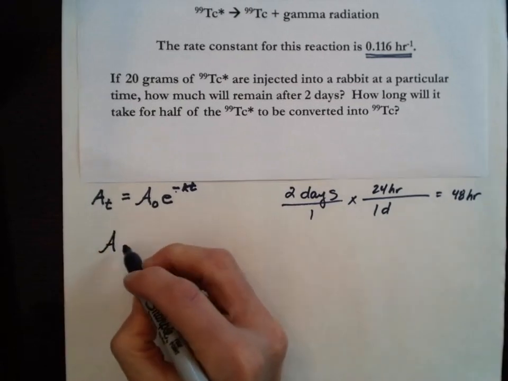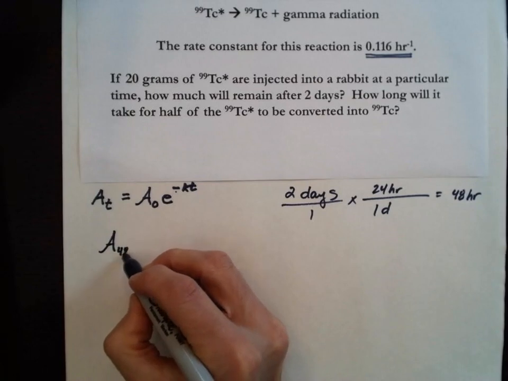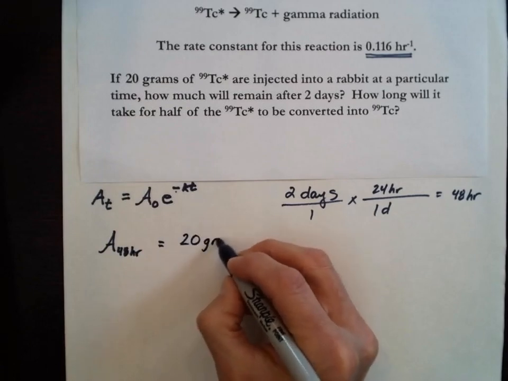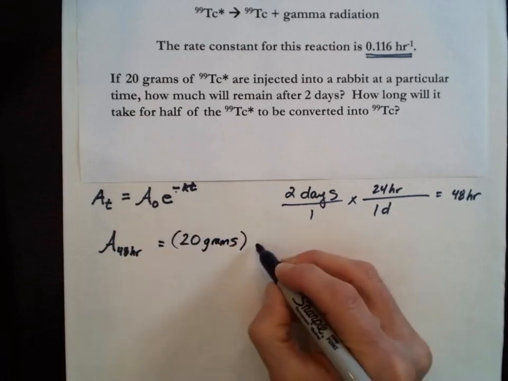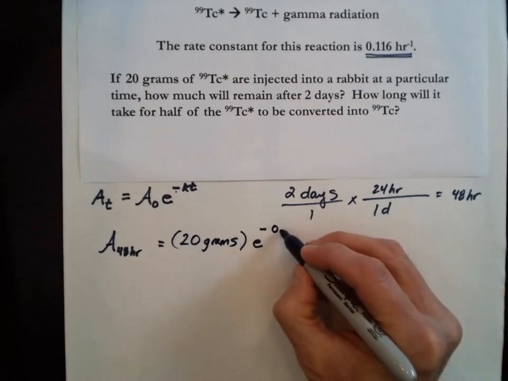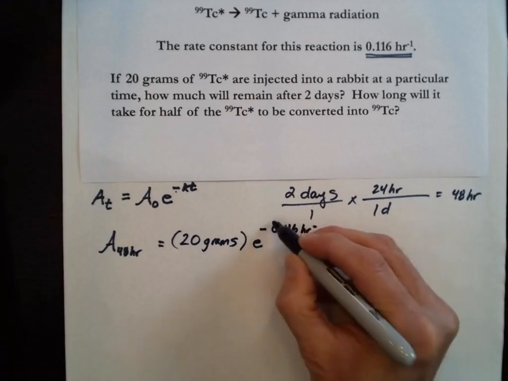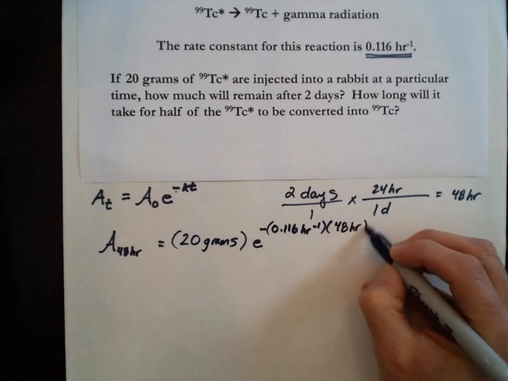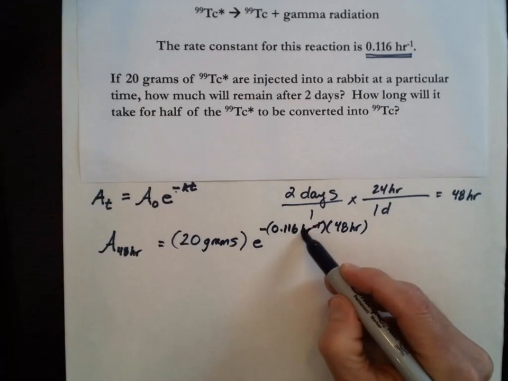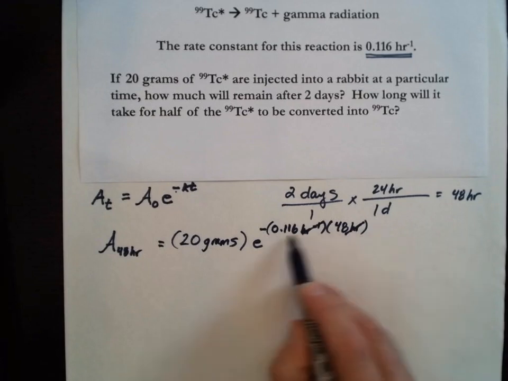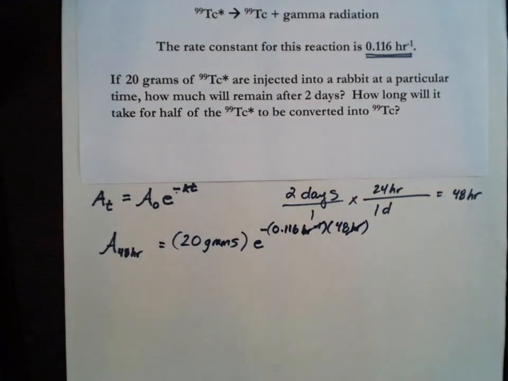So the amount we're going to have left after 48 hours is going to be the amount initial, 20 grams, times e to the negative K, 0.116 per hour, times the time, which is 48 hours. Inverse hour cancels hour, which it should, because anytime you take e to the power of something, it should have no units. And at this point, all we need to do is the mathematics.